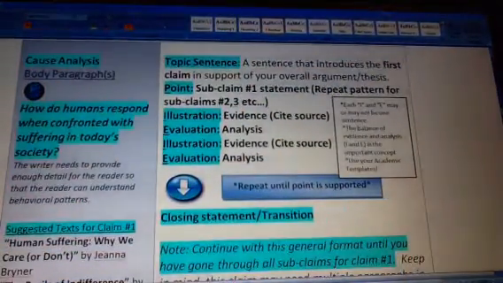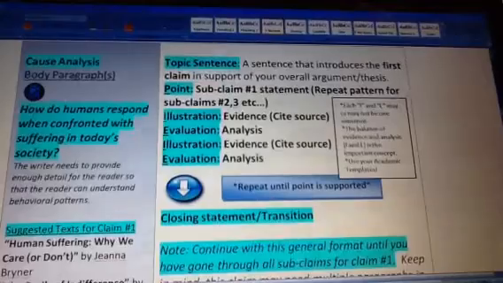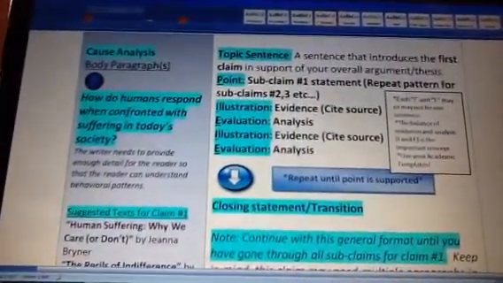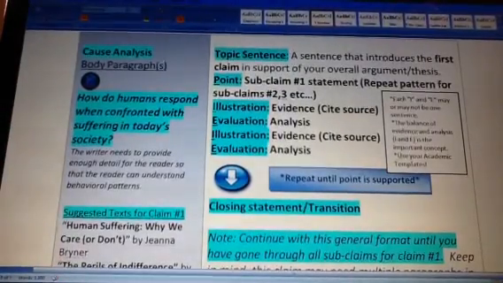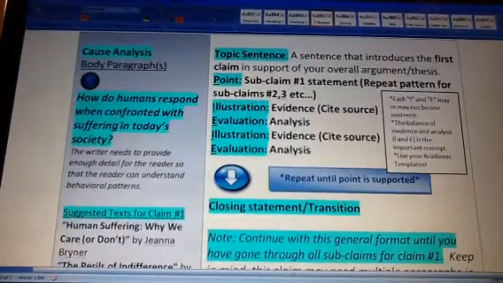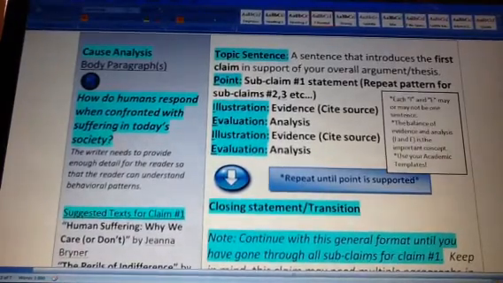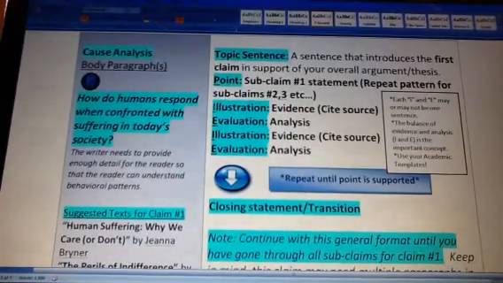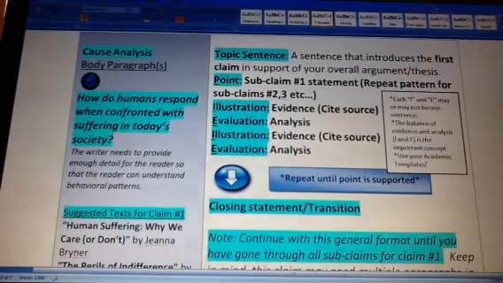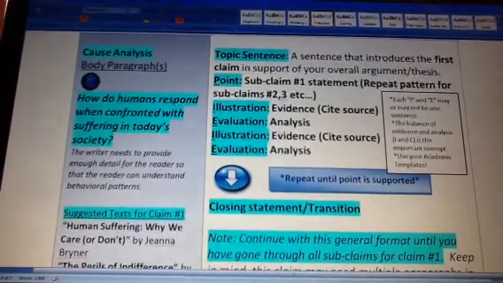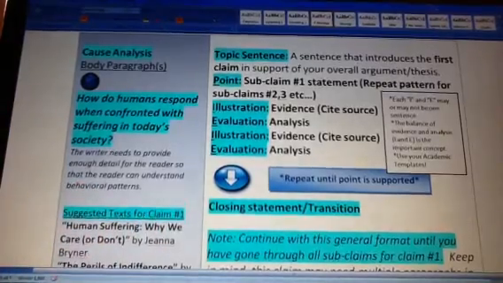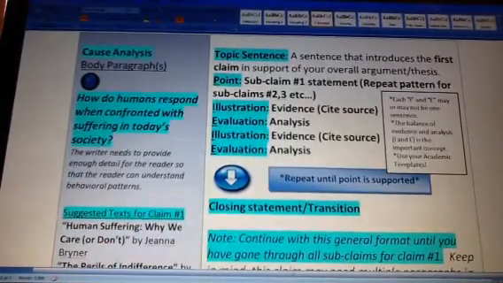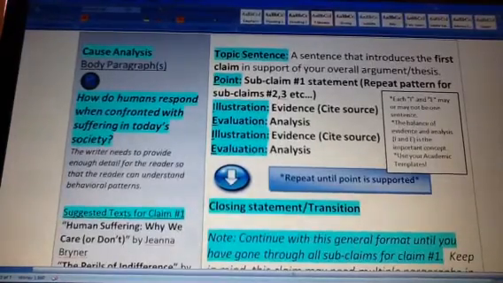I want to take you back here and point out a couple of things, although I did do them in class. It doesn't hurt to remind you. Over here, you can see that I've put that question, and remember, it's in blue, it's color-coded from the beginning. So again, in that first claim, because we're following the prompt, it's asking you, how do humans respond when confronted with suffering in today's society? The writer needs to provide enough detail for the reader so that the reader can understand behavioral patterns. And I've listed here, and further down, the suggested text. You're not limited to those texts. I'm just trying to pare it down for you.